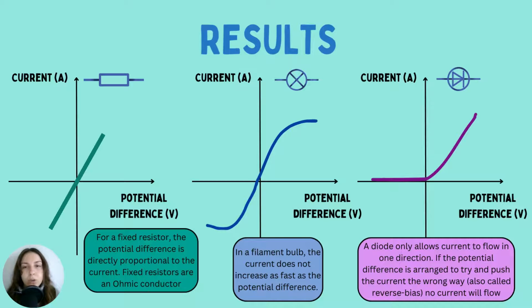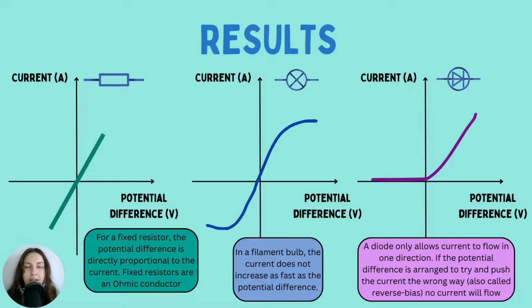So the first one, we are looking at a fixed resistor, and you can see that the data points show a nice linear trend. As current increases, so does potential difference, and the data goes straight through the origin. This shows a relationship which is directly proportional, and that's important that we state that, because what is happening here is we have an ohmic conductor. Essentially, the relationship is obeying Ohm's law when the temperature remains constant. So that's the first graph analyzed.